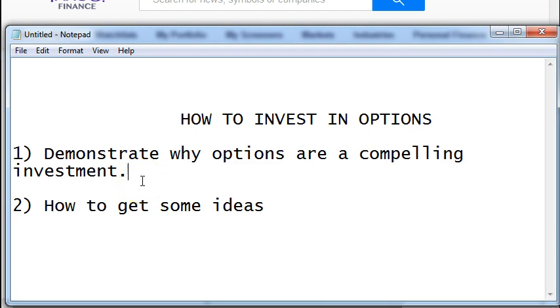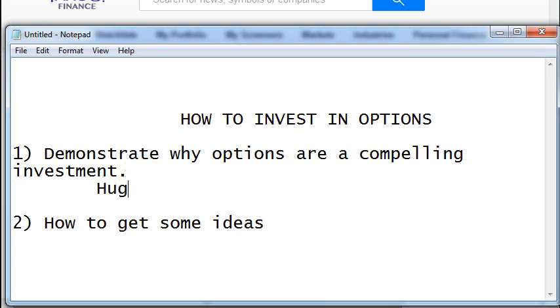So basically huge leverage. There's a huge leverage effect. Leverage effect means if the stock goes down a little bit, then the corresponding options are going to go up or down a lot more. So the leverage effect takes place.